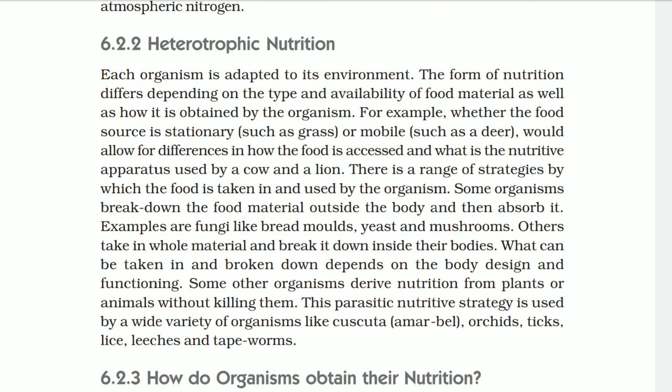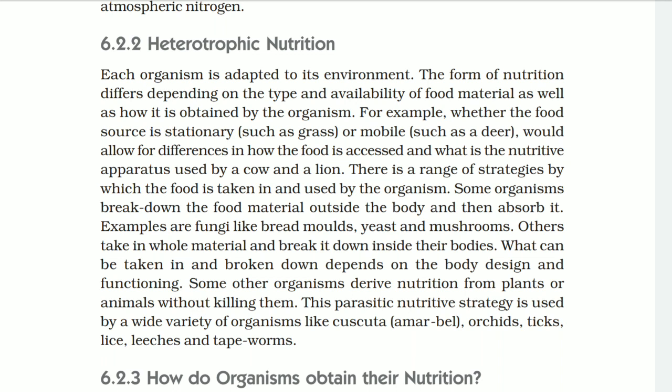Heterotrophic nutrition is another kind, right? They depend upon the autotrophs. Each organism is adapted to its environment. The form of nutrition differs depending on the type and availability of the food material as well as how it is obtained by the organism. So here we are talking about whether the food source is stationary, like grass, or mobile. Now this would allow differences in how the food is accessed and what nutritive apparatus is used by a cow and a lion, right? So there is a range of strategies by which the food is taken in and used by organisms.